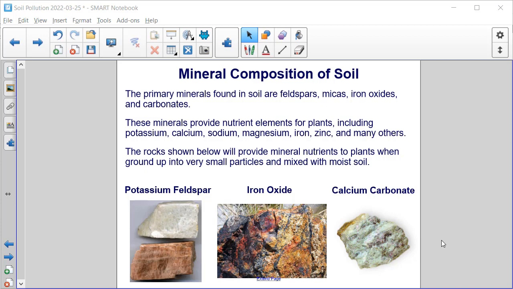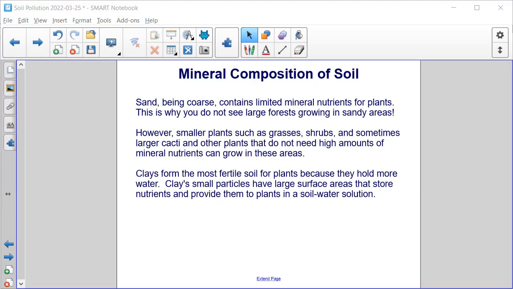The rocks shown below will provide mineral nutrients to plants when ground up into very small particles and mixed with moist soil. Sand, being coarse, contains limited mineral nutrients for plants. This is why you do not see large forests growing in sandy areas. However, smaller plants such as grasses, shrubs, and sometimes larger cacti and other plants that do not need high amounts of mineral nutrients can grow in these areas.